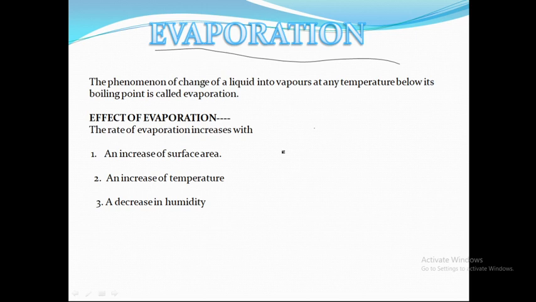First, let me tell you that evaporation is a natural phenomenon that occurs at any temperature. Whereas boiling occurs, suppose we take a beaker and inside the beaker we have H2O molecules. We have our water, right? And we are supplying a constant heat to it. So what will happen in case of boiling?